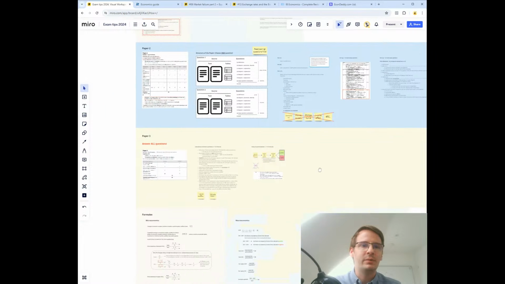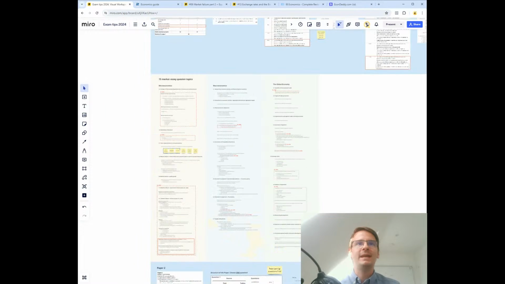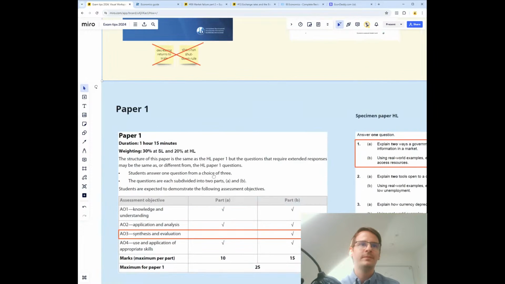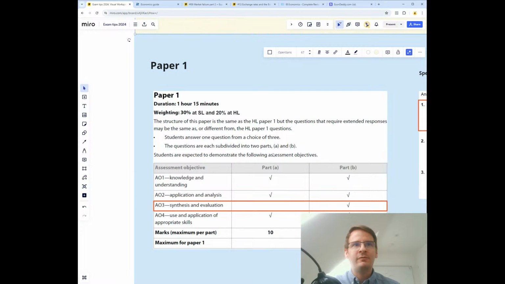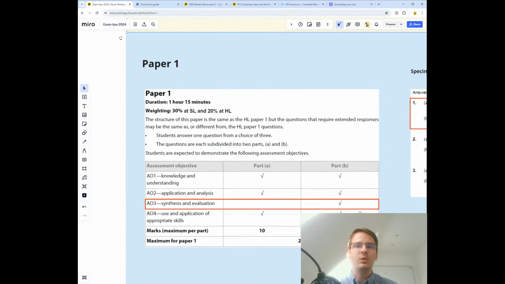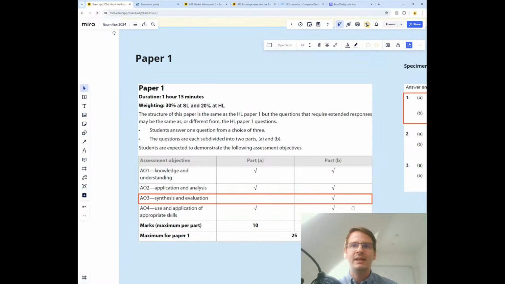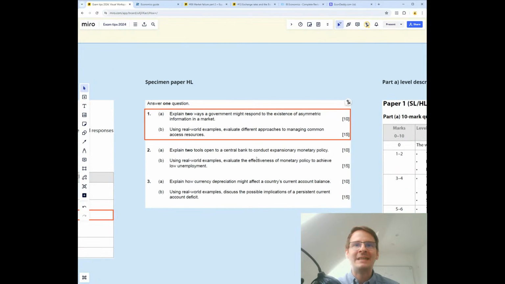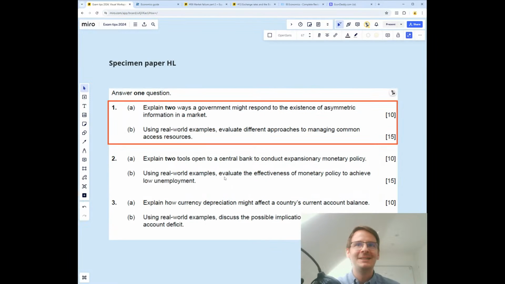And finally, paper 3. Now, jumping into paper 1. The duration is 1 hour, 15 minutes, 30% at standard level, 20% at higher level. Very importantly, as I said earlier on, the part B question will include evaluation. And you have to do both part A and part B of the same question, please, okay?